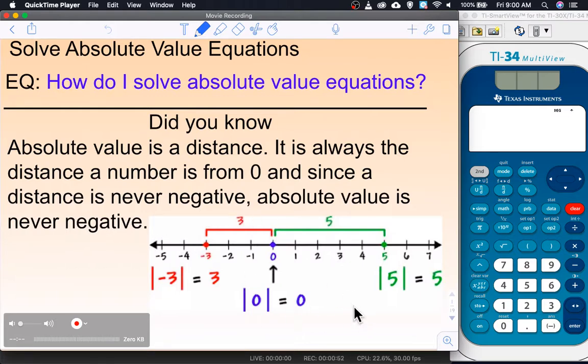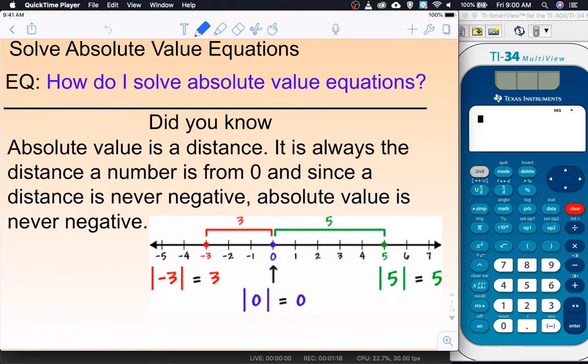Here's a little graphic I found on Google. So the absolute value of zero is zero. That's how far it is away from itself. 5, the number 5, is 5 units away from 0. That distance is 5. -3 is 3 units away from 0, so that's its absolute value. Its absolute value is the distance it is from 0, how far from 0 it is.